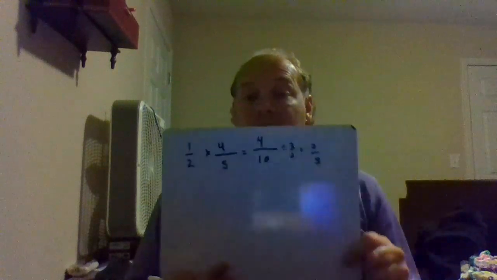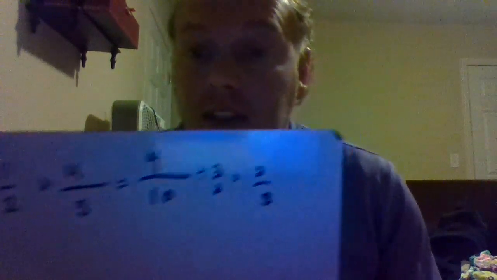4/10 can be simplified. Well, first, they're both even numbers. So that means they can be simplified by 2. So if we divide 4 on top by 2, we get 2. And 10 divided by 2 is 5. So we get 2/5. As you can see right there, 2/5.